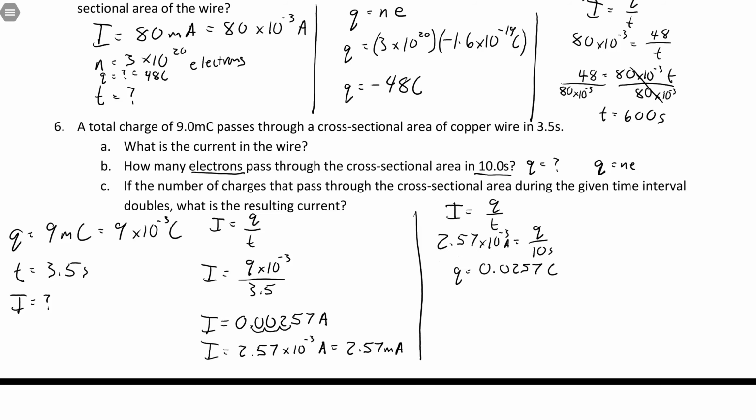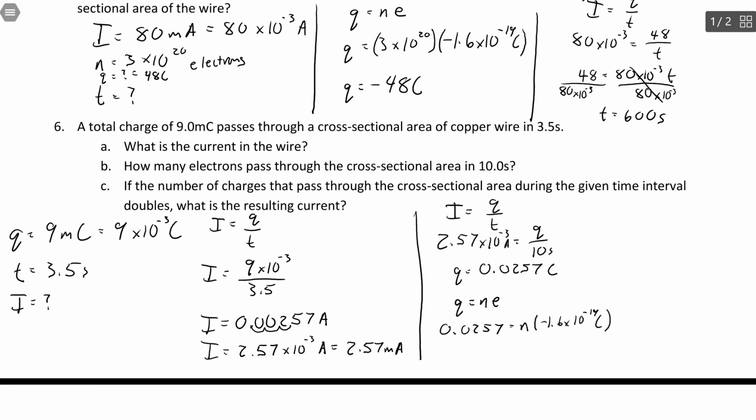But we didn't answer the question yet. Remember, they asked how many electrons pass through. Do you remember the concept of charge and how charge is NE, Q equals NE. So we got to do Q is equal to NE. We know how much charge there is, but how many electrons does it take to make that many coulombs of charge? We're looking for how many electrons, and this is 1.6 times 10 to the negative 19 coulombs.